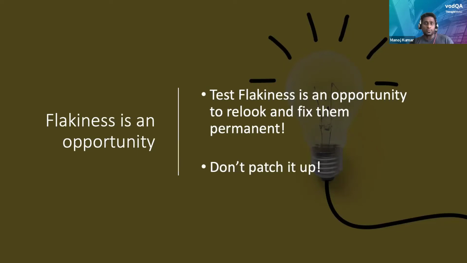So retries and reruns are not the solution to fix your test automation flakiness, but rather understand it's an opportunity to fix them permanently. It could be because of various reasons. When you wrote your test in your local environment, it could be different, but when you run it under different systems, like different environments, it's totally different. So see this as an opportunity and relook at them.